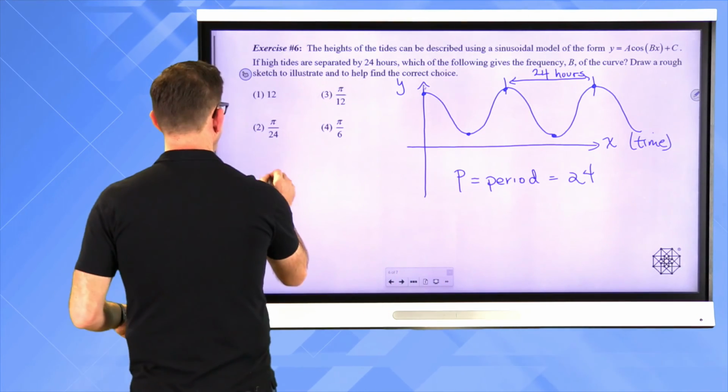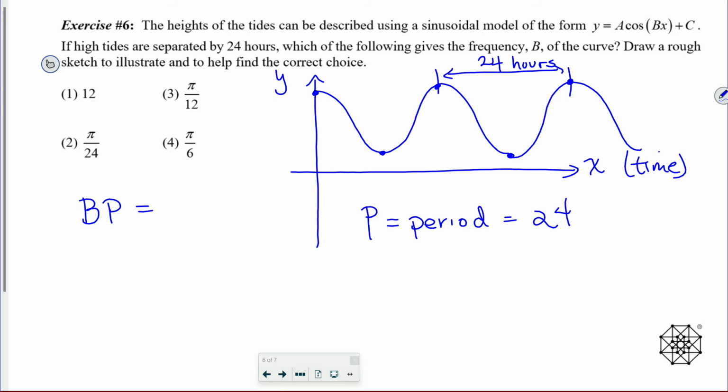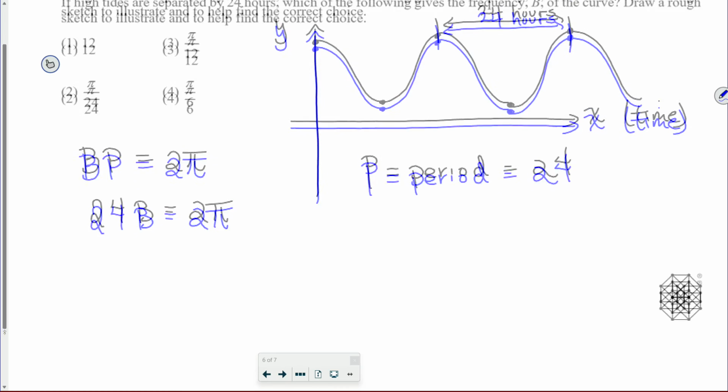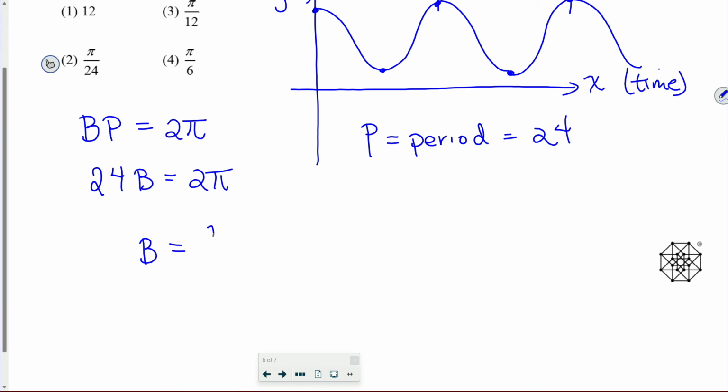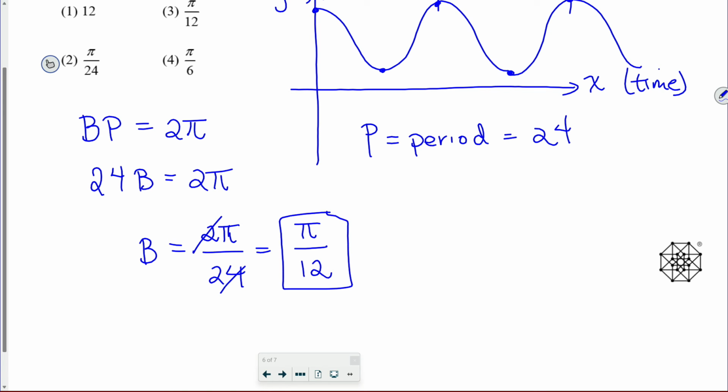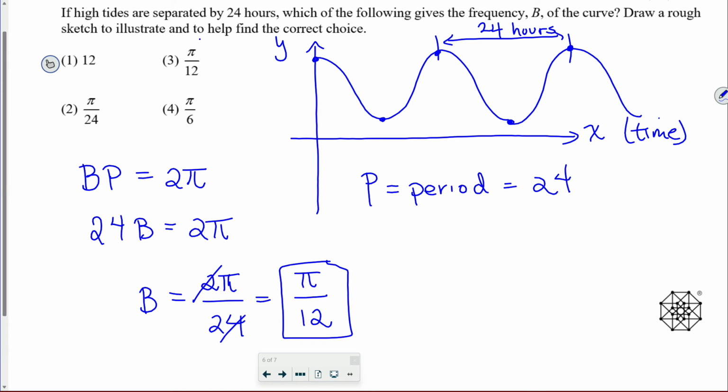So what do I know? Well, I know that B times P is equal to 2 pi. So I know 24 times B is equal to 2 pi, which means that my frequency must be 2 pi divided by 24, and now I can cancel a common 2 in both of those, and in fact, my frequency is pi over 12.